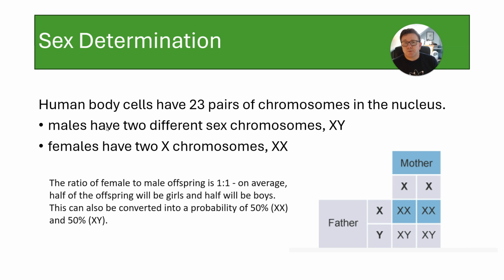So you need to know human body cells have 23 pairs of chromosomes in the nucleus. So that's 46 chromosomes. Males have 2 sex chromosomes, X and Y. Females have X and X. And they might ask you to do a Punnett square. If they do, it will look like that. And it's a 50%, 1-to-1 ratio, basically. So half the offspring will be girls, half will be boys.